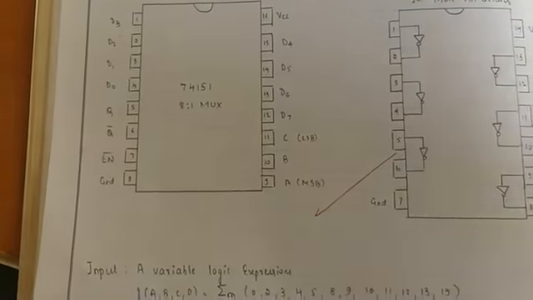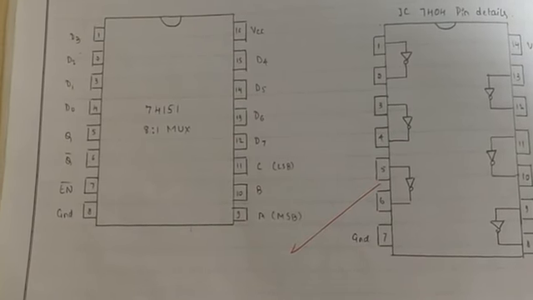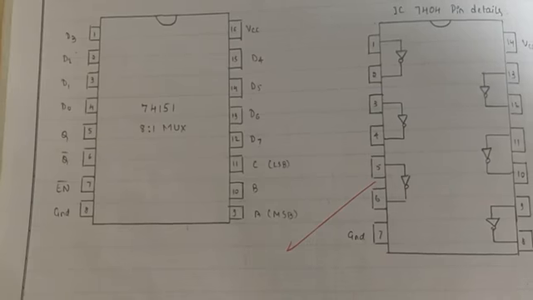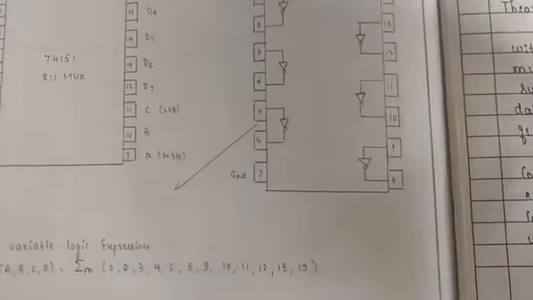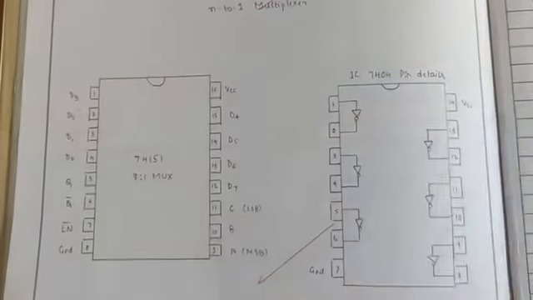If you get this experiment, you need to write this IC pin configuration. Then you need to start with an expression. Again, you need a NOT gate also to construct this experiment. It all depends upon the expression.